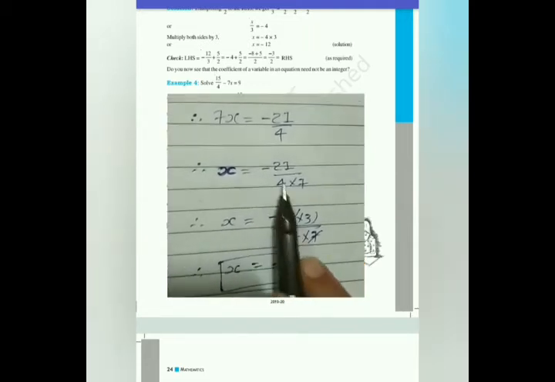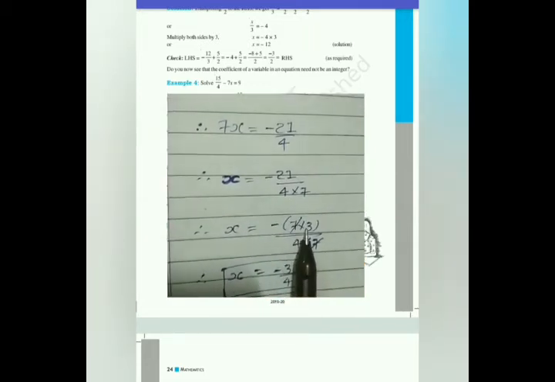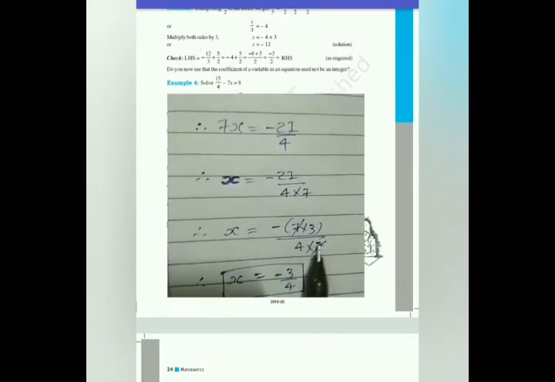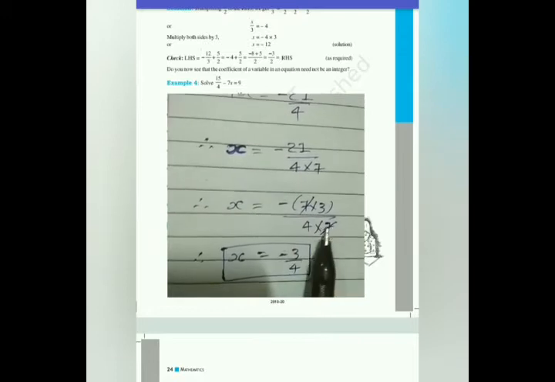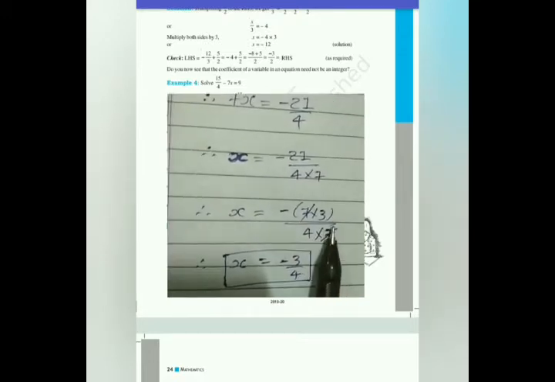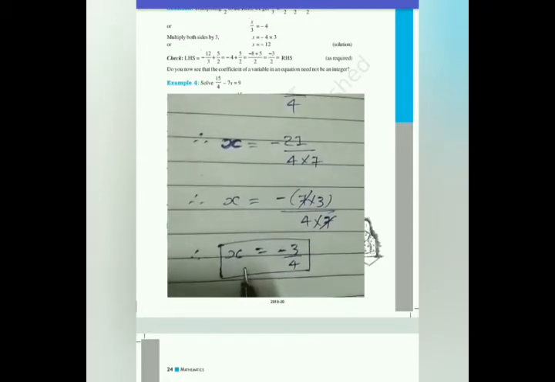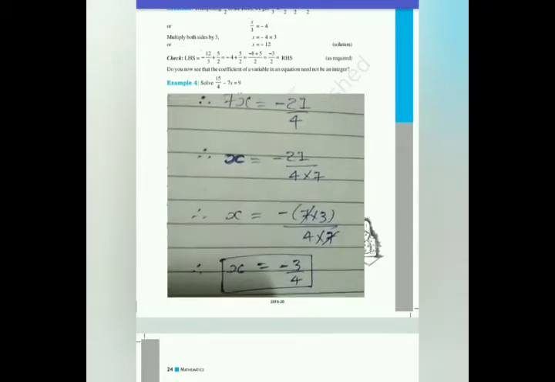We know that 7 3s are 21. So x is equal to minus 7 3s are 21 divided by 4 multiplied by 7. In the numerator and denominator both terms have a 7, so we cancel the 7. So x is equal to minus 3 by 4. So our answer is x is equal to minus 3 by 4.